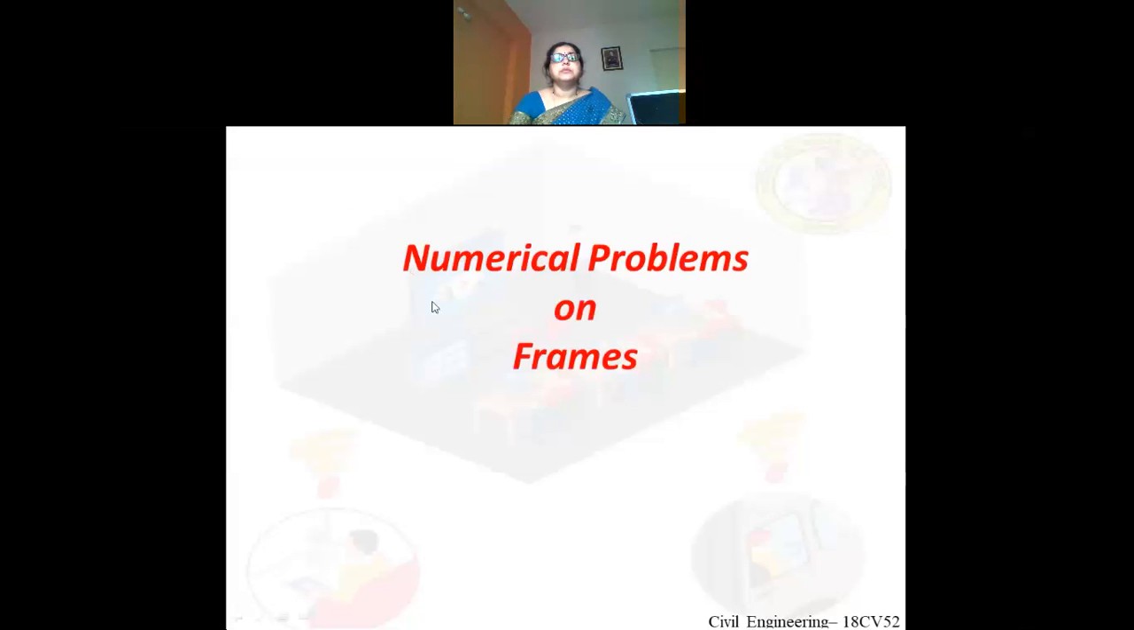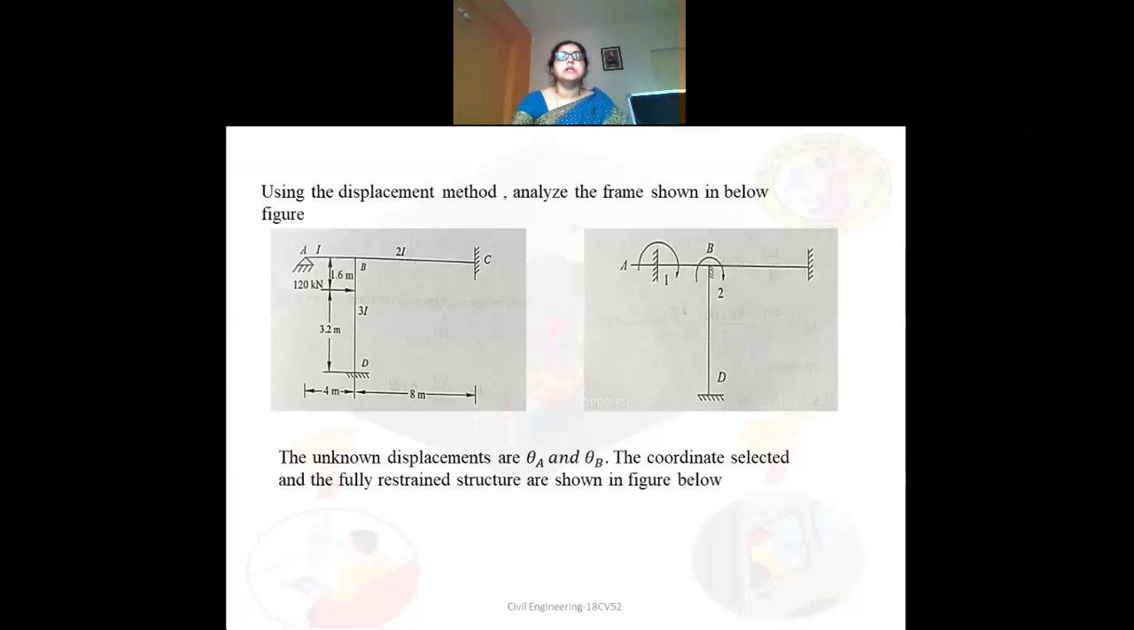on problems on frames. So here you can see that using the displacement method, analyze the frame shown in the below figure. You can see here that in addition to the horizontal member, you will be having a vertical member, but the analysis will be almost the same. So here you can see that support A is a hinge support, support C is a fixed support, and support D is also a fixed support.